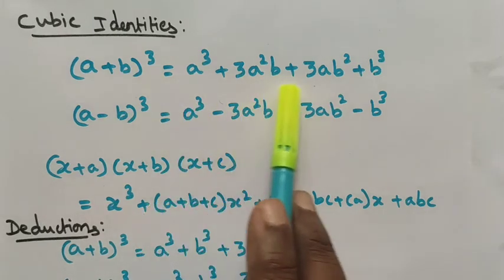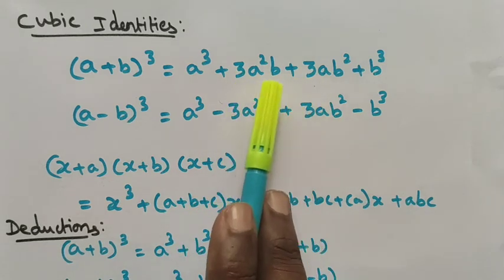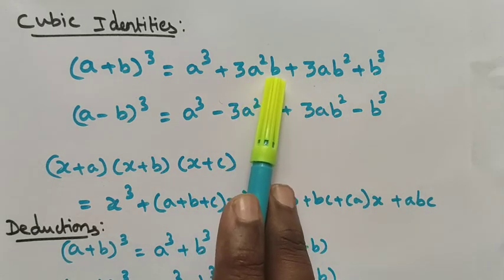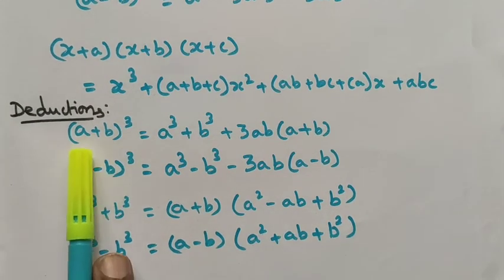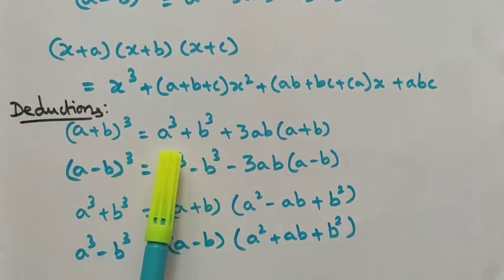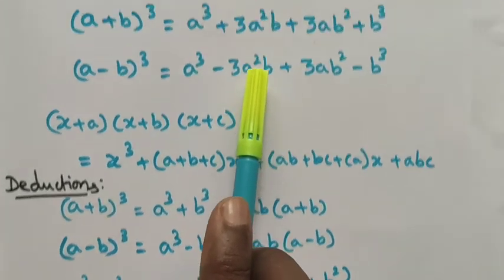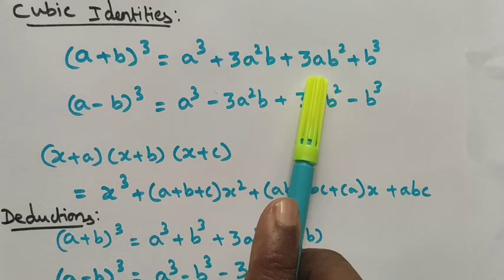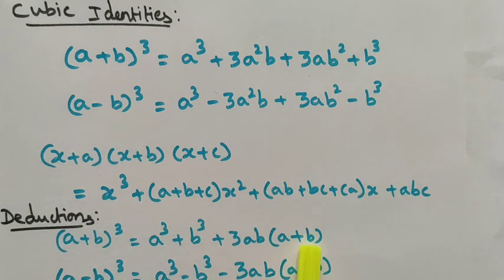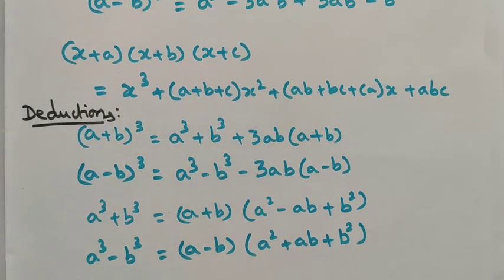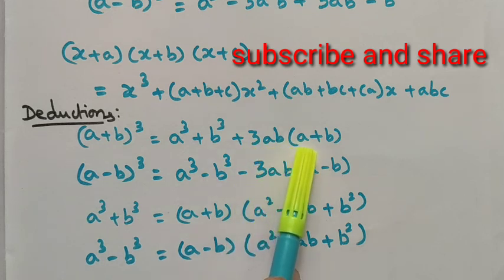See, the same identity can be rewritten in another form. Here we have 3 as the common term, right? And ab is the common term. If you take it out commonly, we get that value. See, deductions. a plus b whole cube, the same formula: a cube plus b cube. Here 3a square b, here also 3ab square, so 3ab is taken out common. Then we have a plus b as the outside term. That is a cube plus b cube plus 3ab into a plus b.